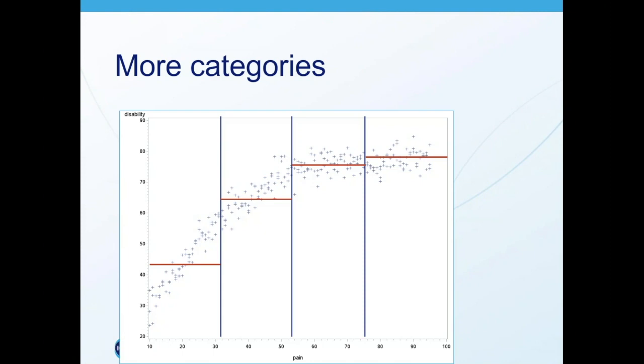You can see that between the first quartile and the second quartile, I have a big jump in disability. And I can see that for the last two quartiles, there's almost no change in disability. But I still have these big jumps in between at my cut points. So I'm still not doing a really good job of modeling the relationship between pain and disability. Of course, if I add more and more cut points, more and more categories, I'll come closer and closer to the proper model.